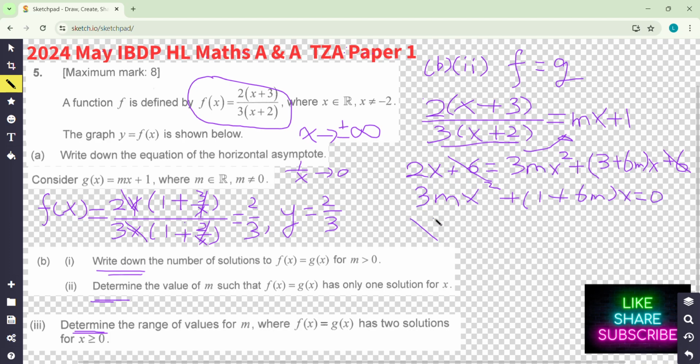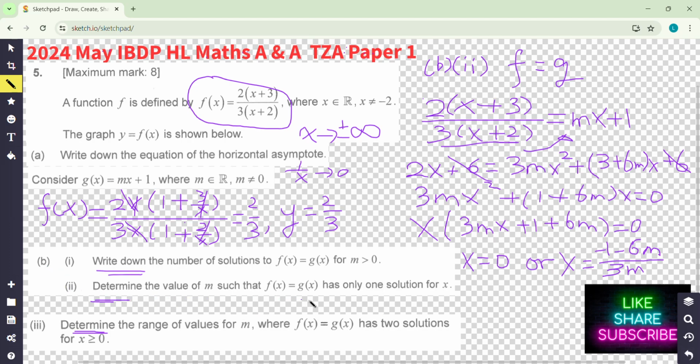Be careful, don't cancel the x. Okay, take the x out. Okay, x times (3mx plus 1 plus 6m) equals 0. So we got both solutions, exact solutions. So x equals 0, or x equals, move it to the right hand side, minus 1 minus 6m over 3m. Okay, this is the result.